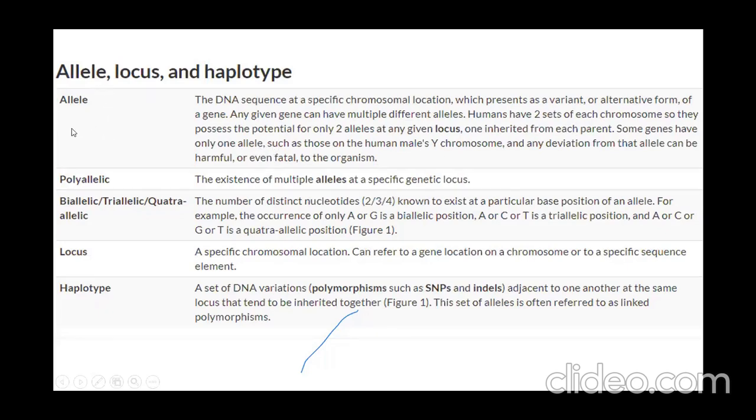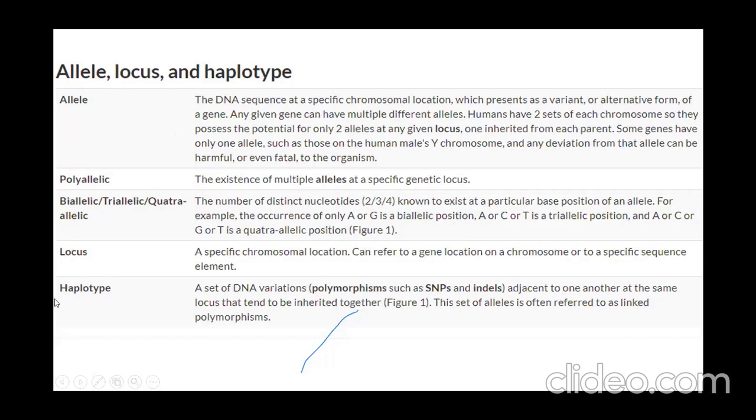And importantly, any variation in the allele number or ploidy number is really fatal, because it is really important in genome organization and genome stability. Ploidy is important, alleles are important. A deviation from that is fatal to the organism. Polyallelic means more than two alleles: biallelic, triallelic, quadriallelic, that is 2, 3, and 4. And a locus is a specific chromosome location, which can refer to a gene location on a chromosome or a specific sequence element of a gene.